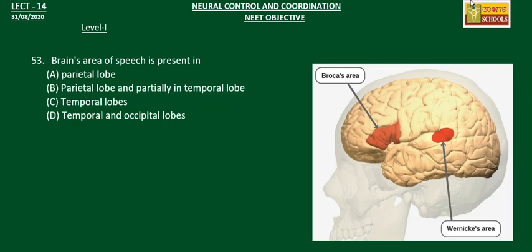So here in the brain we will see two areas, one in the left frontal lobe. This is called Broca's area. This Broca's area is located in the left frontal lobe, that is the lower frontal lobe, you will see here, right? This Broca's area is associated with speech production.